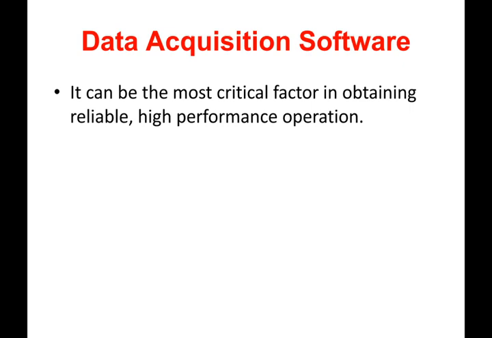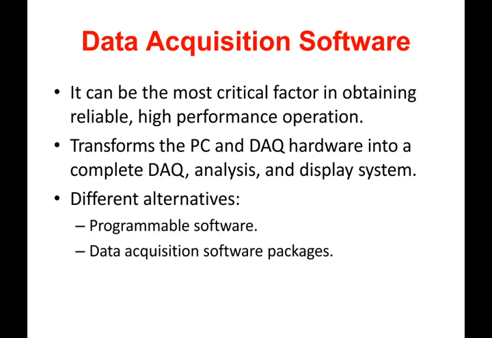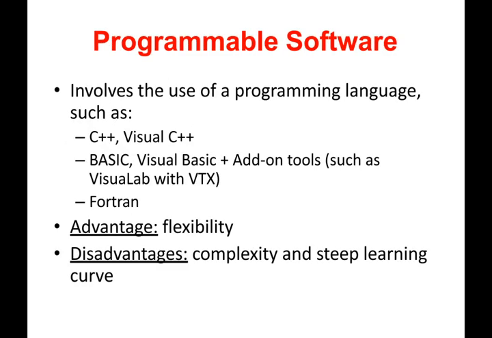So data acquisition software is the most critical factor in obtaining reliable, high performance results for us, right? It essentially transforms your hardware into a complete analysis and display system. We're going to see what this means later on. We have two different alternatives, as mentioned, for data acquisition software. We can program software essentially, or buy a software package. And the second option is what we want to do.